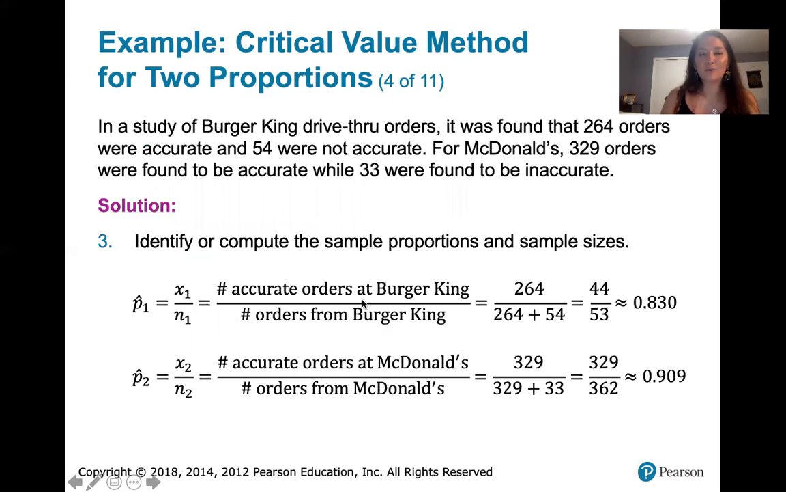So we take the number of accurate orders at Burger King and divide by the number of orders at Burger King, and do the same thing for McDonald's. Notice that they did not tell us how many orders we had from each of the restaurants. They told us how many inaccurate and accurate orders we had. So you actually have to add the 264 and the 54 to get the total number of orders from Burger King. And you have to do the same thing with the 329 and the 33. You have to add those together to get the total number of orders from McDonald's. Keep that in mind. You're not always taking the smaller number and dividing by the larger number here. You really want to think about what those numbers mean. After doing that computation, we got P1 hat and P2 hat.